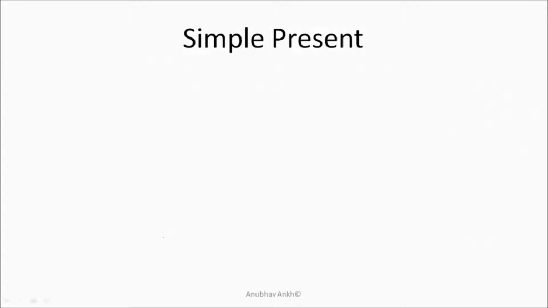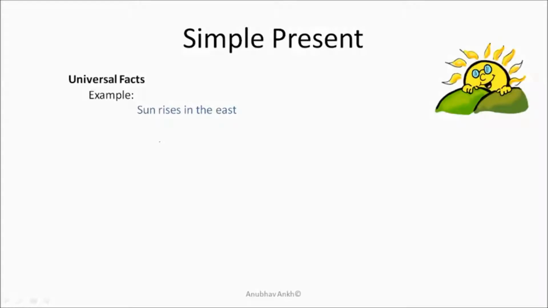What are the other things that can be discussed in simple present? Simple present tense represents universal facts. What are universal facts? Something that is true worldwide, something that does not change. Example for it is: the sun rises in the east. The sun will never rise in the west. So universal facts like the reactions of science or any scientific fact, like we breathe oxygen, we cannot breathe carbon dioxide. That is a fact, universal fact or scientific truth.